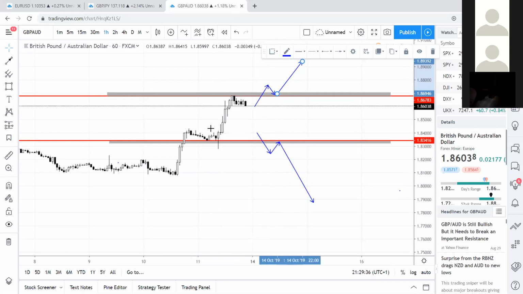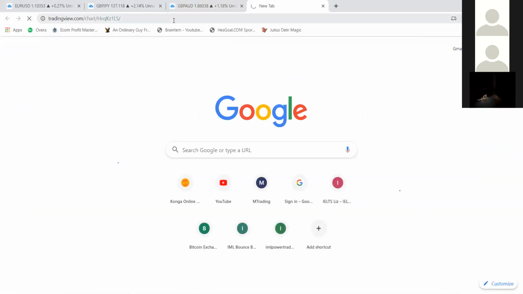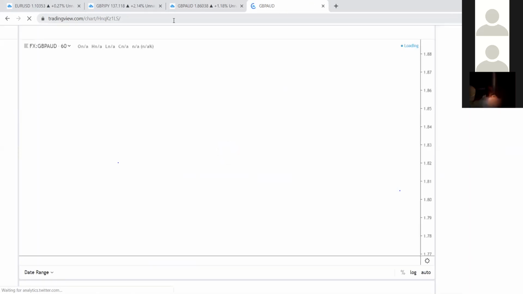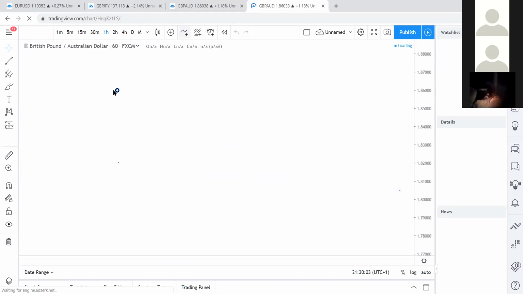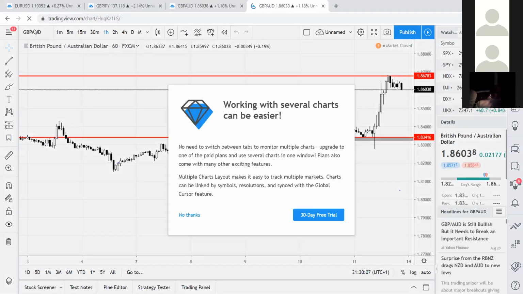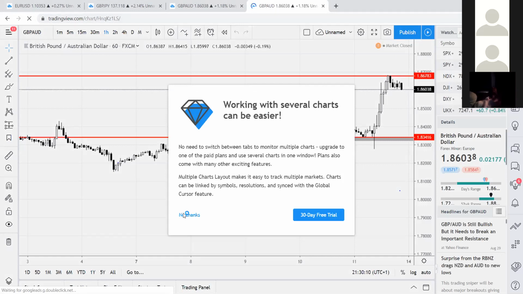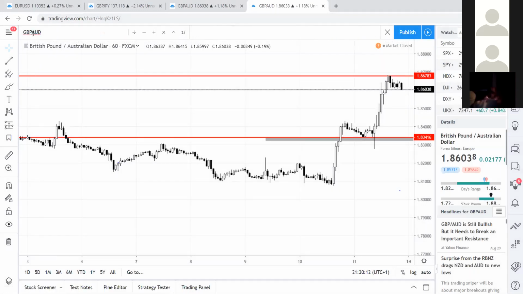So let us do one more chart. One more chart. Anyone? AUDCHF. Okay, that will be the last one for today. So let's do this. I'm also expecting gold to drop seriously today. I mean, this week.